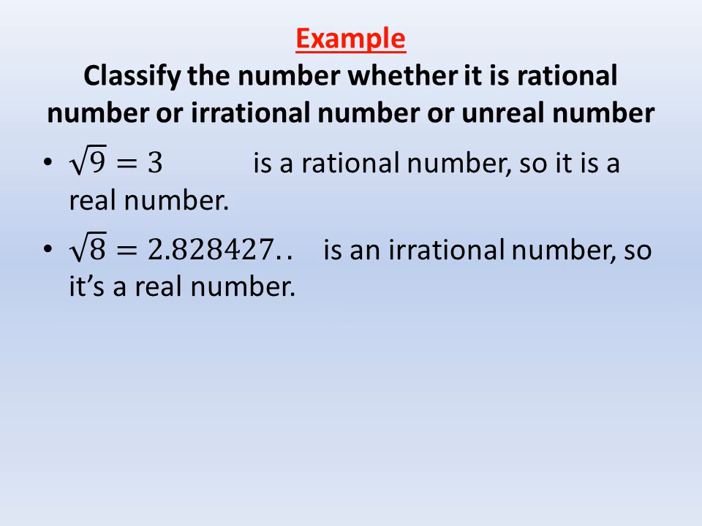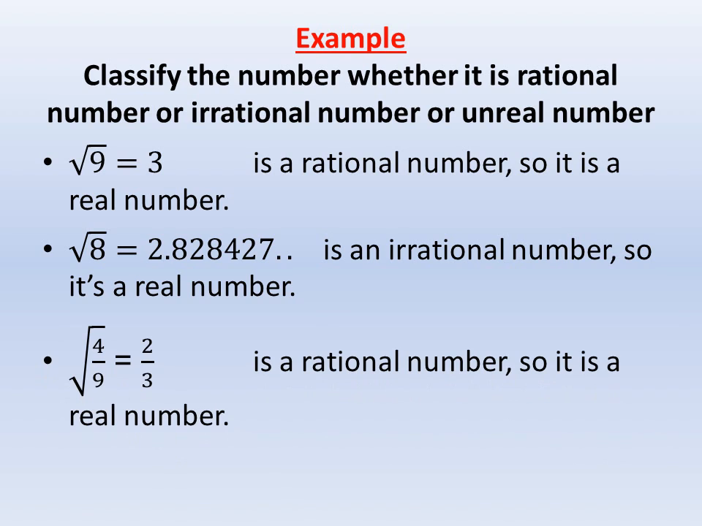The second example is the root of 8. If we use the calculator, the root of 8 is equal to 2.82842027, and this is an infinite decimal number, which means it is an irrational number, but it is also called a real number.